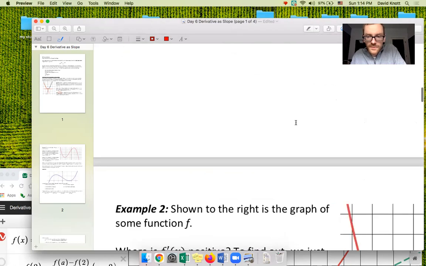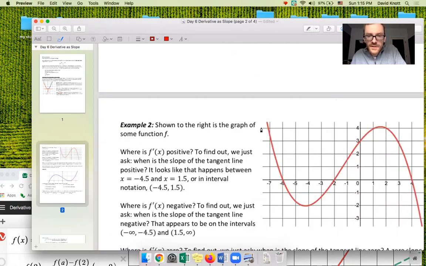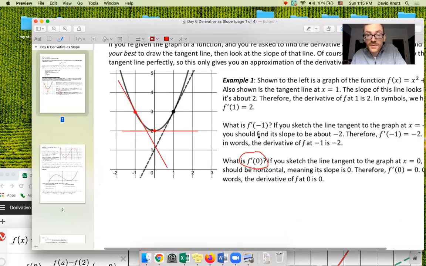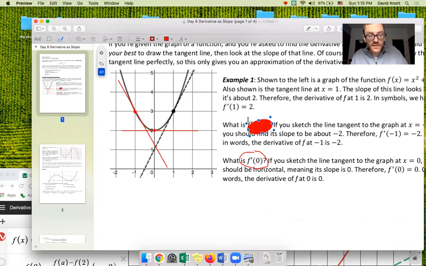So if I ask you to approximate the slope of the tangent line, then you just draw. If I ask you to approximate the derivative, then you just draw a tangent line at the point of interest and then do your best to estimate the slope.